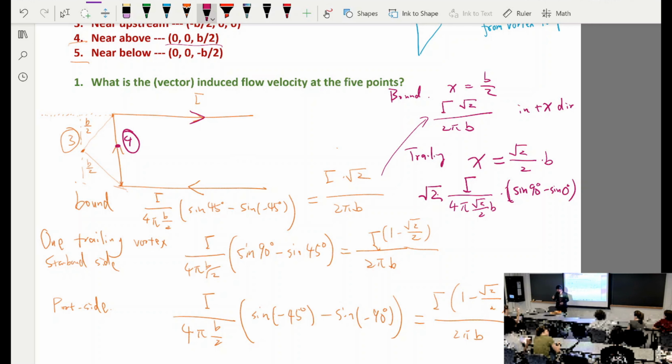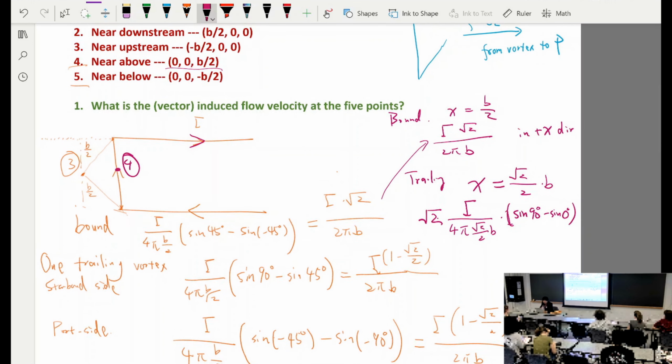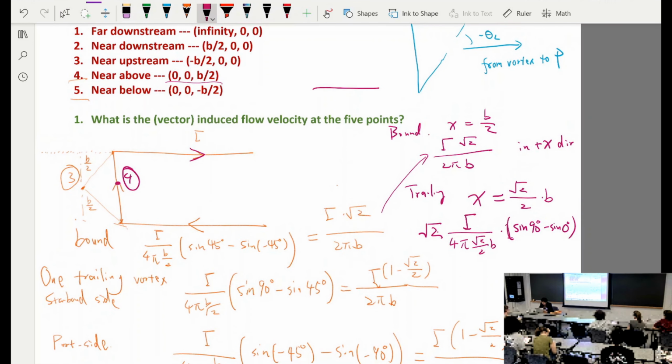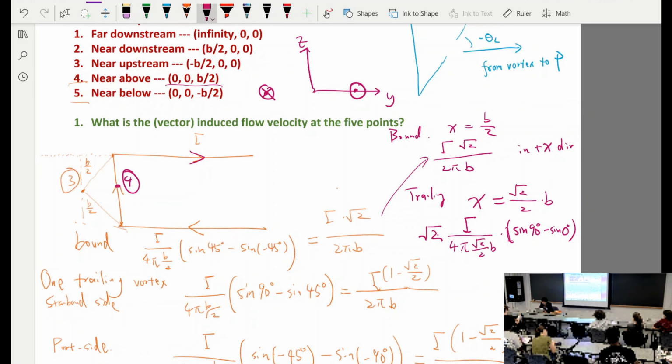Could you potentially illustrate that? Yes. The best way is to look at the YZ coordinates. In YZ coordinates, I have two vortices. The starboard vortex goes towards me. The port side vortex goes into the board. We are looking at point number 4, which is here.